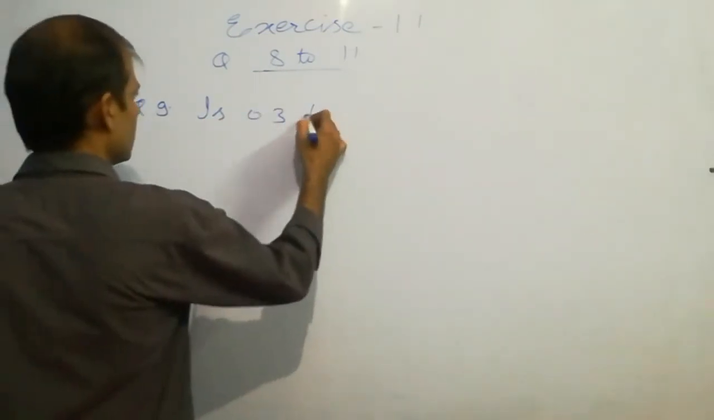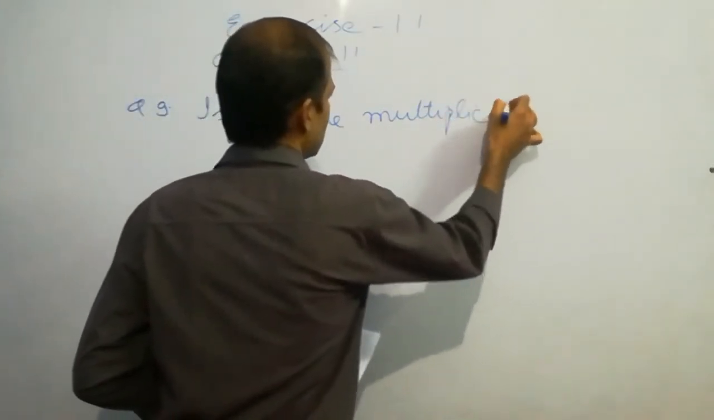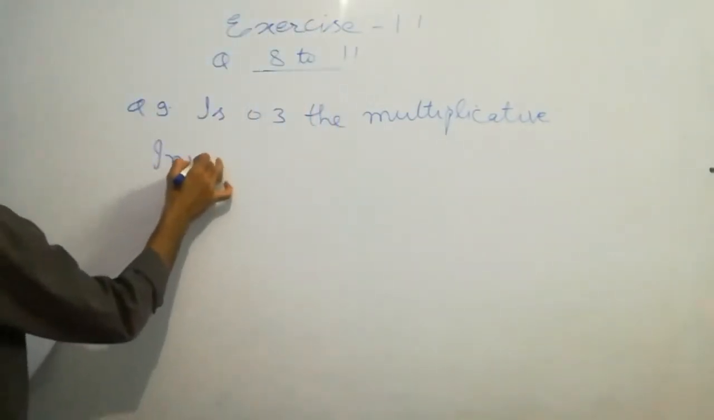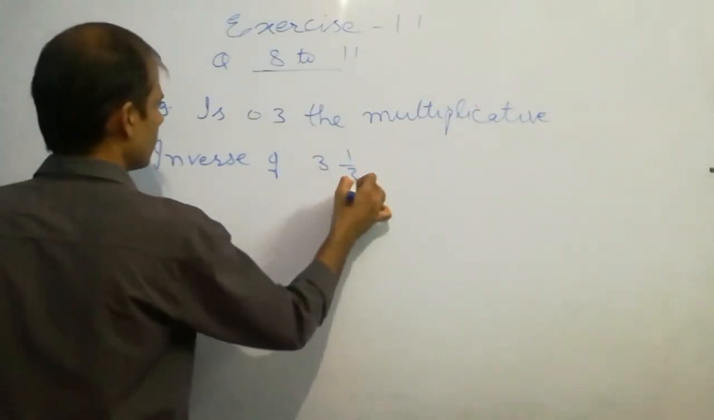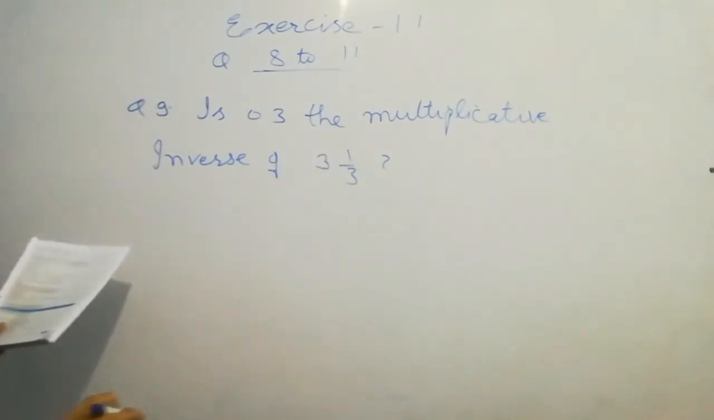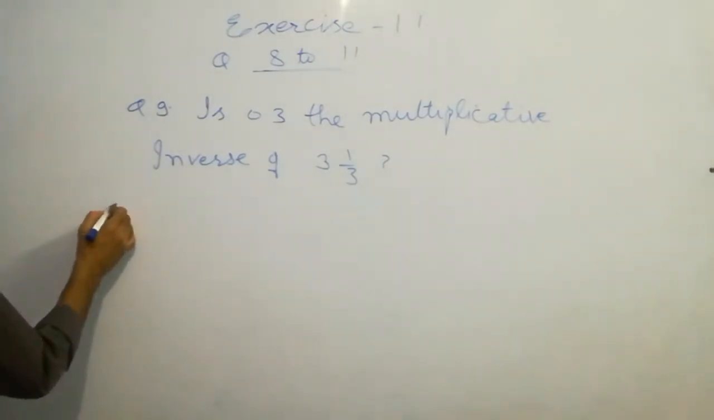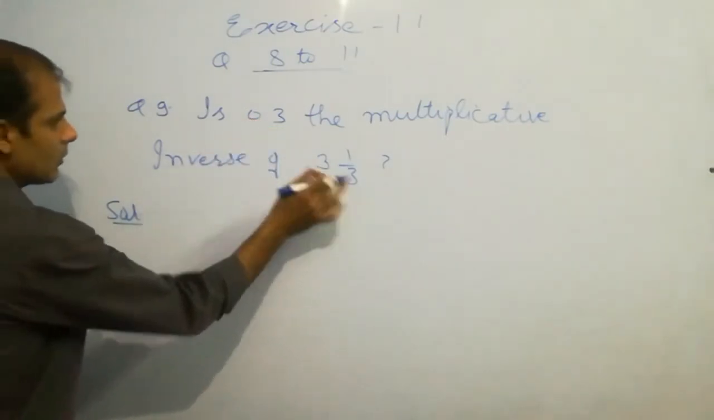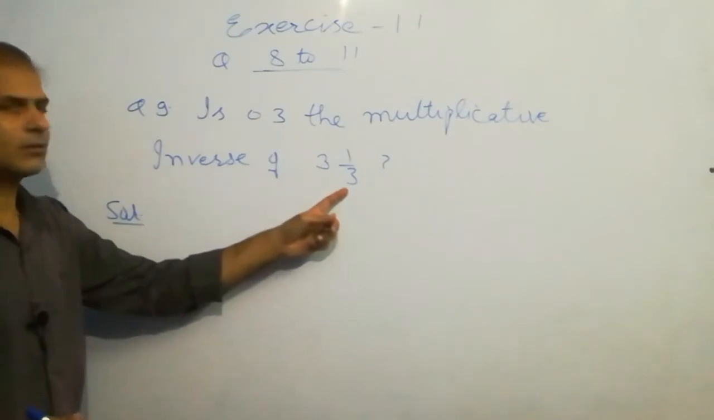Here question number 9 is: is 0.3 the multiplicative inverse of 3 and 1 upon 3? Why or why not? So 0.3 and 3 and 1 upon 3. Again we will follow the same method. We check whether the product of both these numbers is 1 or not. The first number is this, the second is this.